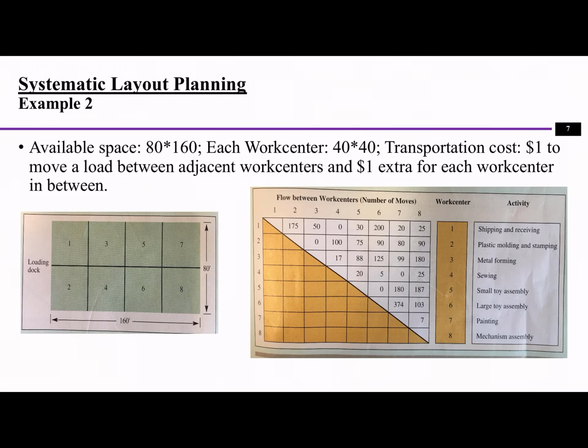All right, now let's use another example to describe this. This is more of an exercise. So example 2, the available space is 80 times 160.